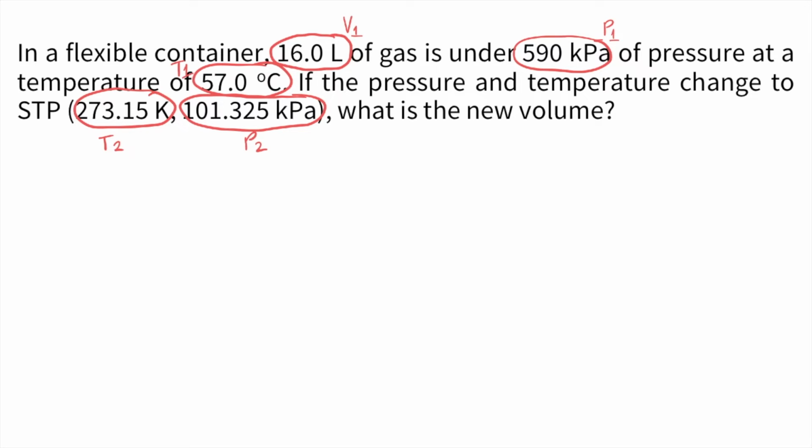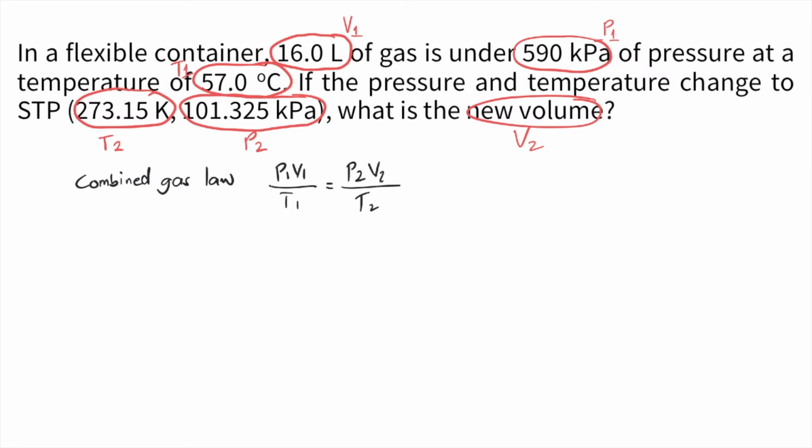And the problem says, what is the new volume? So it's asking for V2. So based on the given, it's obvious that we will be using the combined gas law. So what's the formula for the combined gas law? It's P1 V1 over T1 equal to P2 V2 over T2.